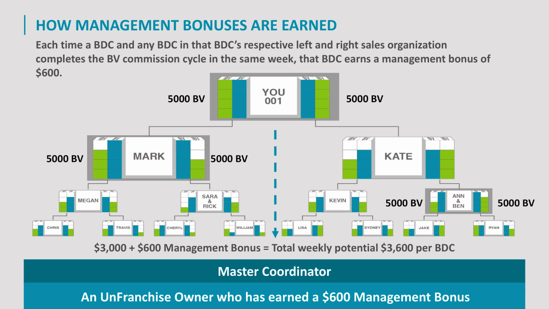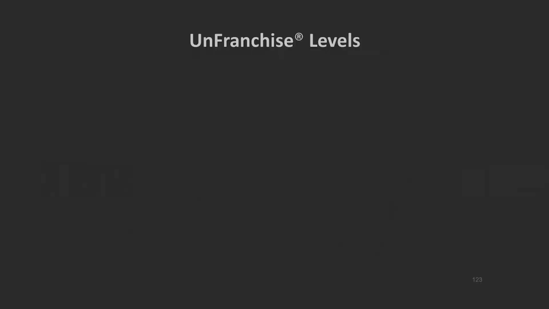We call that the master coordinator level. It really means you've earned a minimum of $1,200 in that week because you got your $600 and the $600 as a management bonus. Here's what I love about this. Basically, it says the more people you have in your business making money, the higher the chance you're going to be able to hit master coordinator. So the more people you help, the more bonuses that are going to come your way in the future.